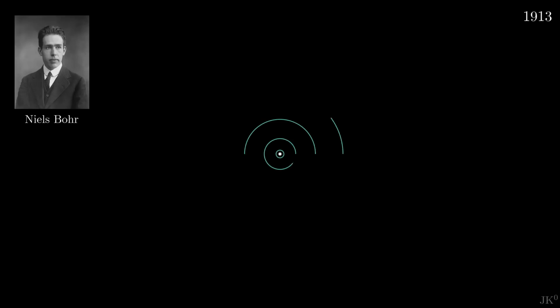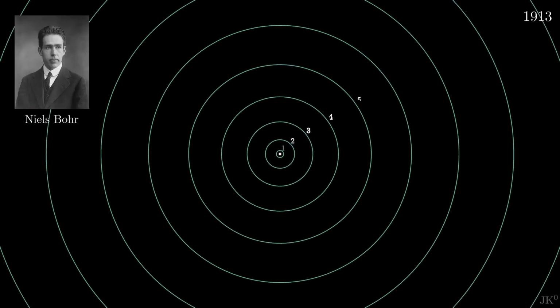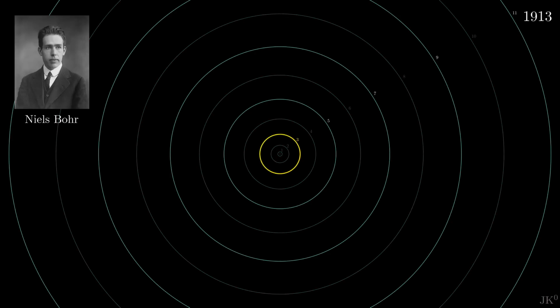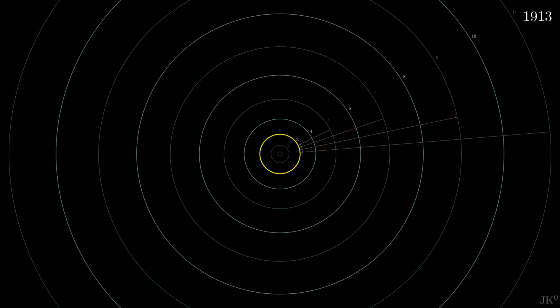In the summer of 1913, Niels Bohr unveiled his quantum atomic model. Spectral lines were now understood as a consequence of quantum jumps between discrete electronic orbits around the nucleus. The experimental success of Bohr's model was great news for the understanding of atomic physics.